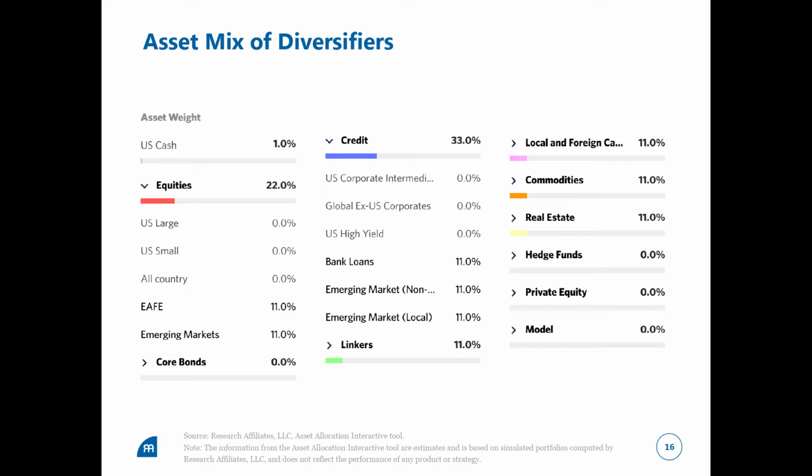Now that leaves an additional 44% that is equally weighted amongst linkers. That's U.S. TIPS, local and foreign cash, which is emerging markets cash, again denominated in local currency. Commodity futures, such as like a Dow Jones AIG index or Bloomberg Commodity Index. Sorry, old habits die hard. REITs rounding out things, publicly traded U.S. real estate. So most clients would look at that portfolio and say, I'm really uncomfortable.